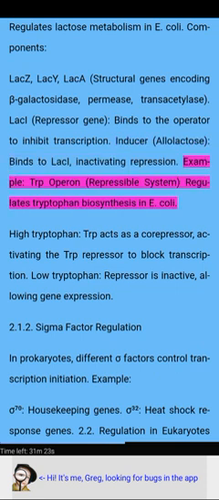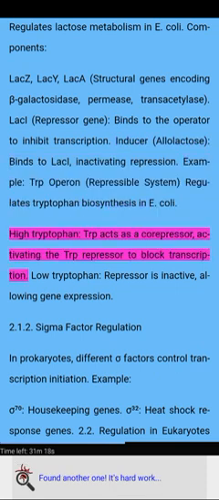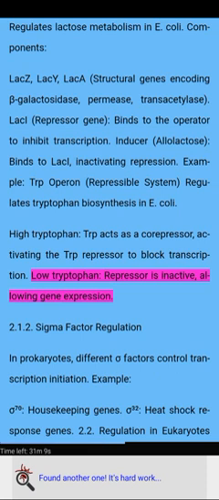Example: trp operon, repressible system, regulates tryptophan biosynthesis in E. coli. High tryptophan: Trp acts as a corepressor, activating the Trp repressor to block transcription. Low tryptophan: repressor is inactive, allowing gene expression.